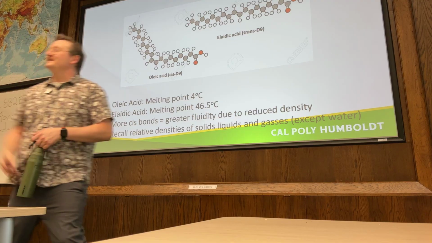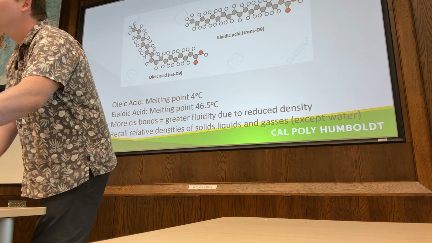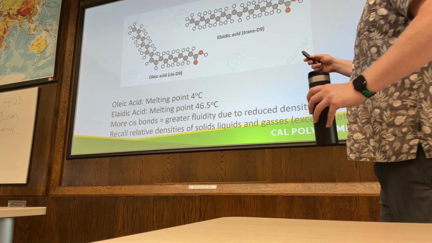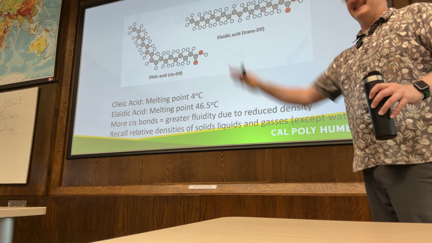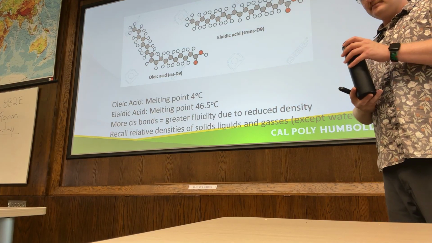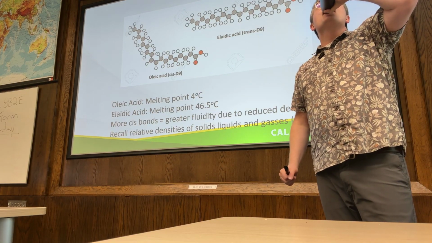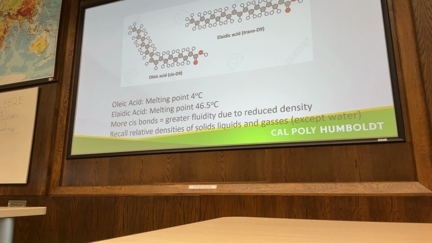Question, please. I think my question was partly answered. So the trans fat is solid at room temperature, and the cis is liquid at room temperature. Solid at room temperature, liquid at room temperature. Exactly. It's all about how tightly they can pack. Are there any naturally occurring trans fats? Yes, there are. I don't have a good example for you, but yes, there are.